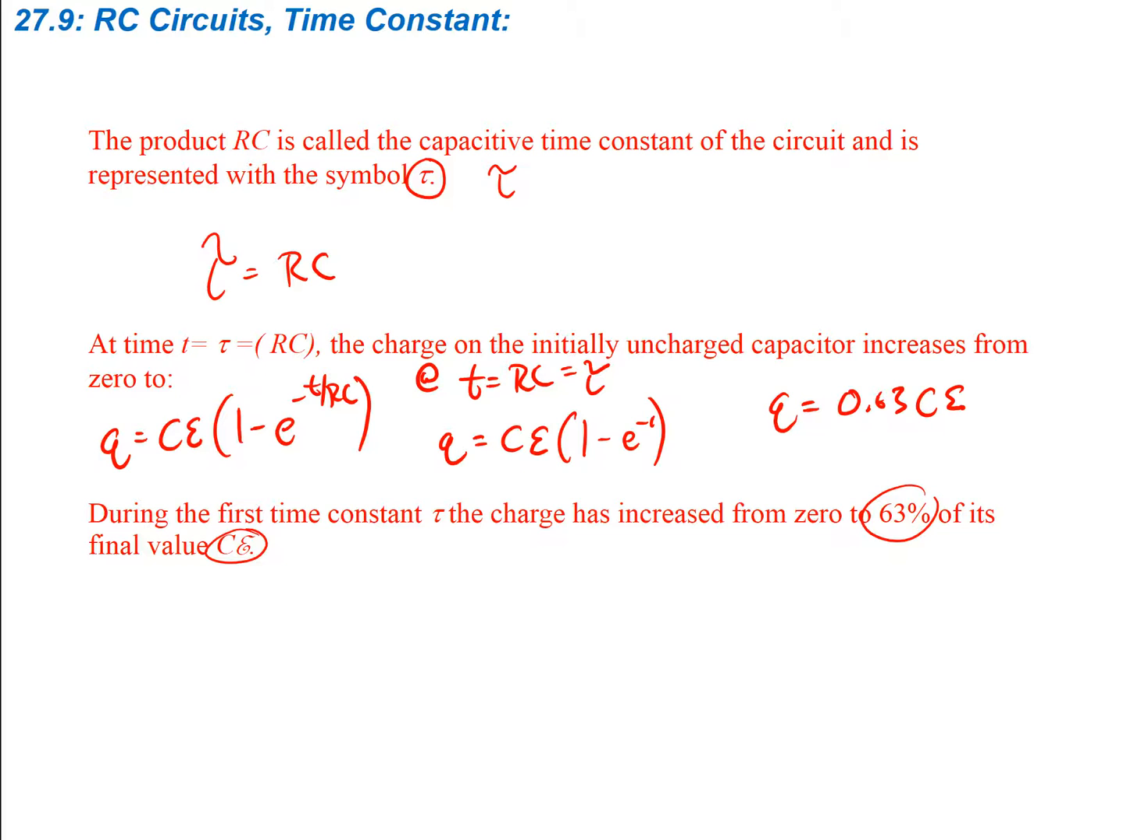So you can have multiple time constants. You could have 2 tau and 3 tau, and we can see at each of these time constants what we would expect our value for our charge to be, right? Basically, what percentage it is of the EMF times the capacitance.